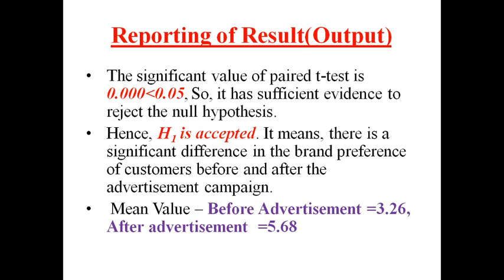It means there is a significant difference in the brand preference of customers before and after the advertisement campaign. Also from the mean value you can see that before the advertisement the mean value is 3.26, so it is between somewhat disliked and neutral. Whereas after the advertisement it is 5.68, so it is between somewhat liked and liked. So there is a difference. After the advertisement the preference has increased. So our alternative hypothesis is accepted.